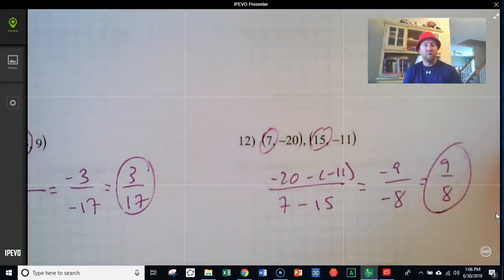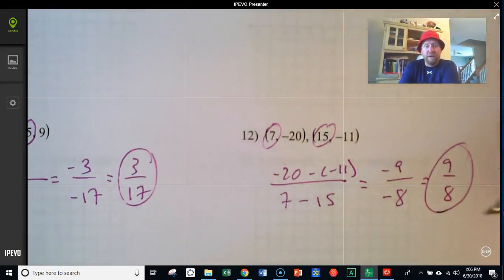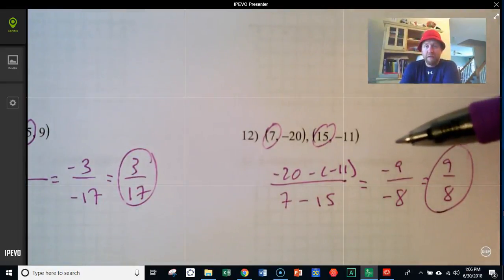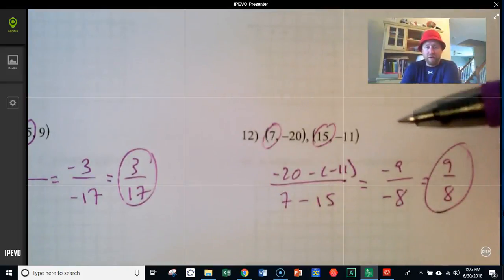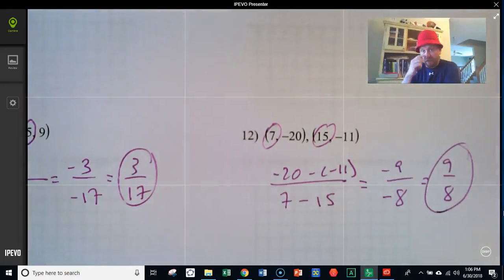One thing to watch out for when you're doing these, make sure that when you're subtracting, you're going to be subtracting negatives a lot. Pay attention that you're using your calculator correctly and punching it in as negative 20 minus, and then use that negative sign on your calculator.